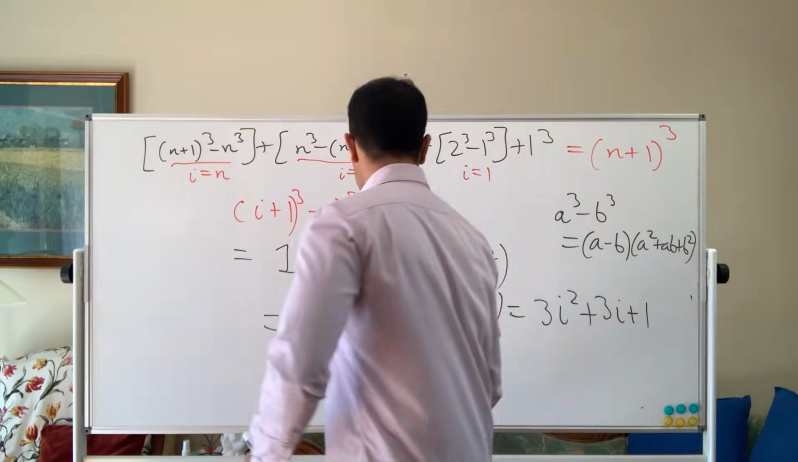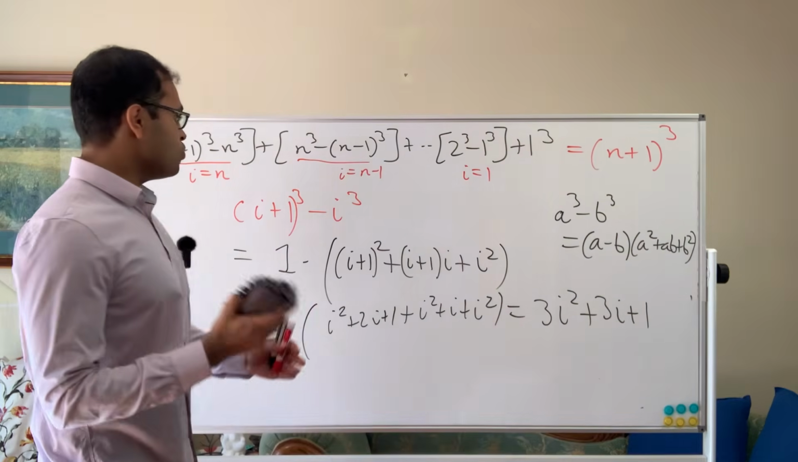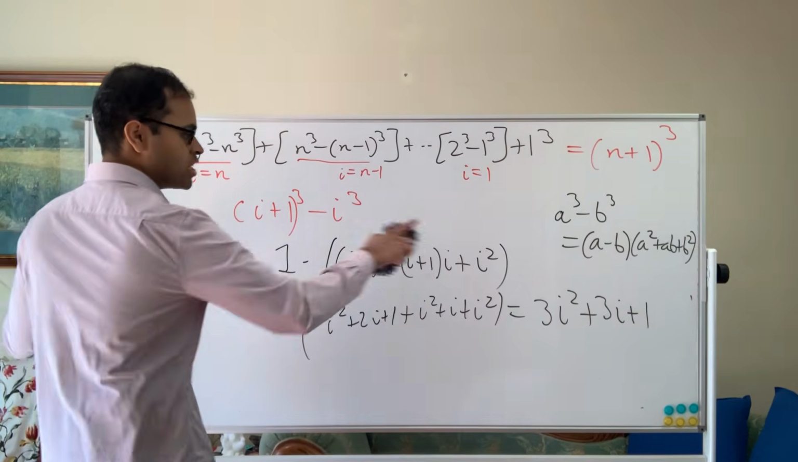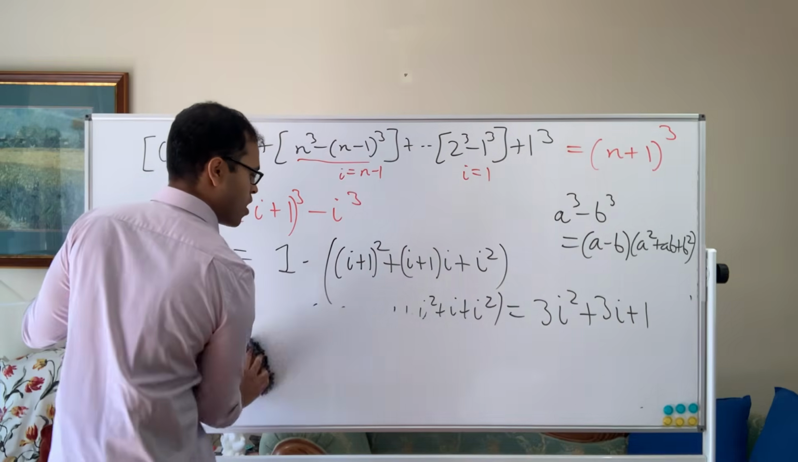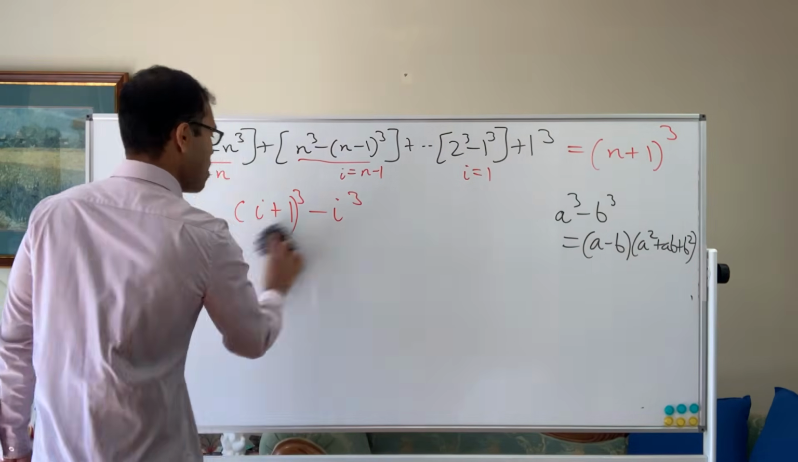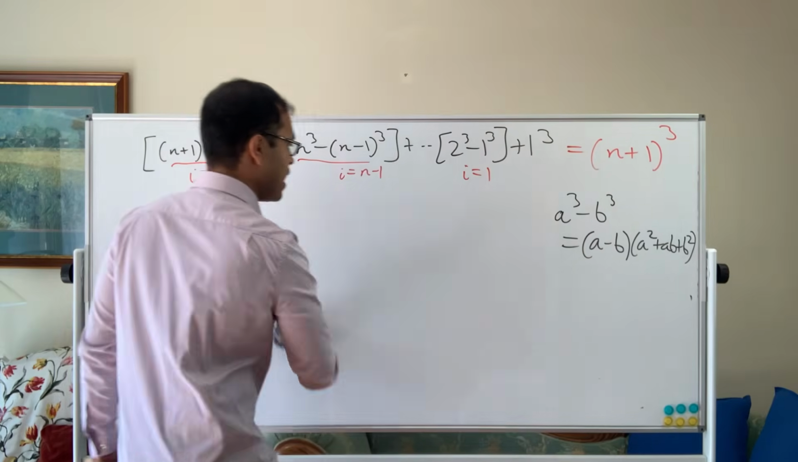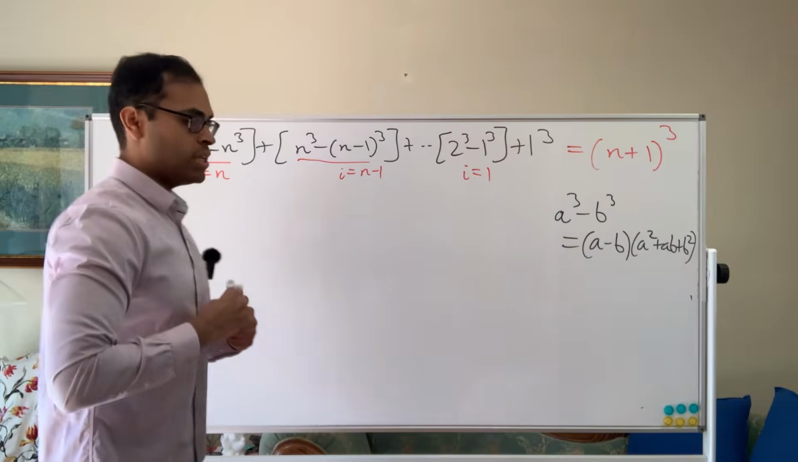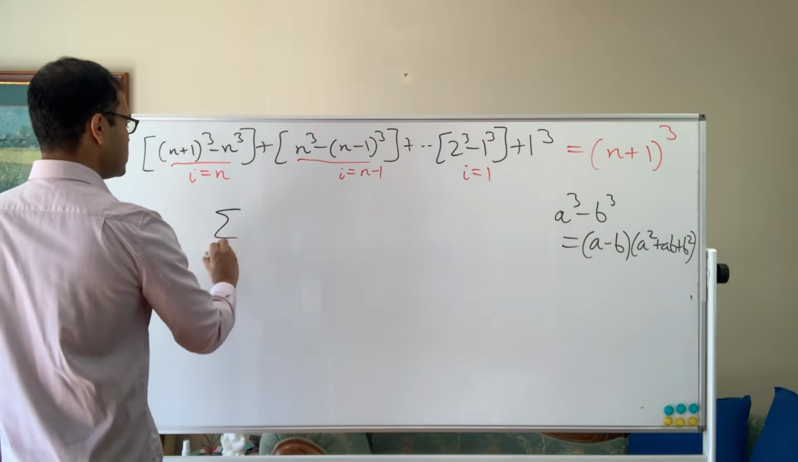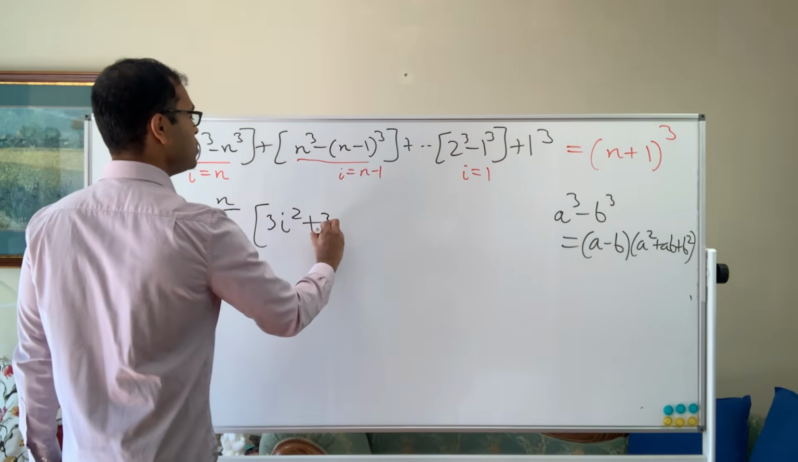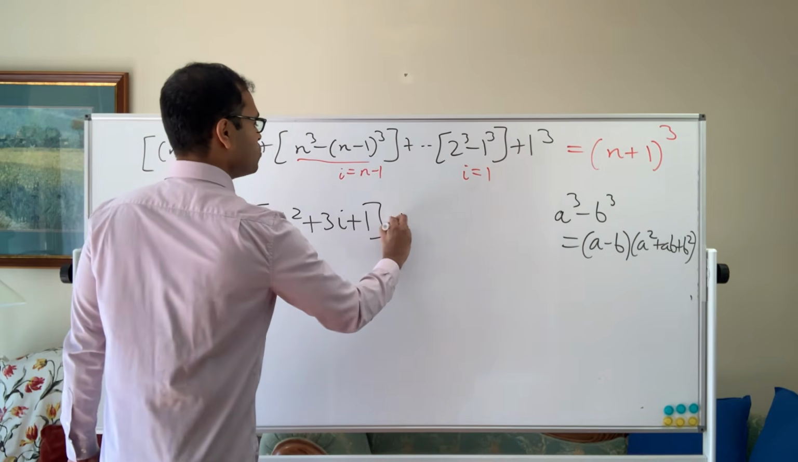And now we're going to solve for the sum of the squares. It's worth pausing the video and doing it for yourself, because that gives you the most satisfaction. 3i squared plus 3i plus 1. Okay, so that's what we have to remember. How are we going to add that up? So here, we can just work that out. We've got the stray 1 cubed, which doesn't get included in the sum, so we have to be aware of that. So it's the sum I equals 1 to n of 3i squared plus 3i plus 1, plus 1 cubed.